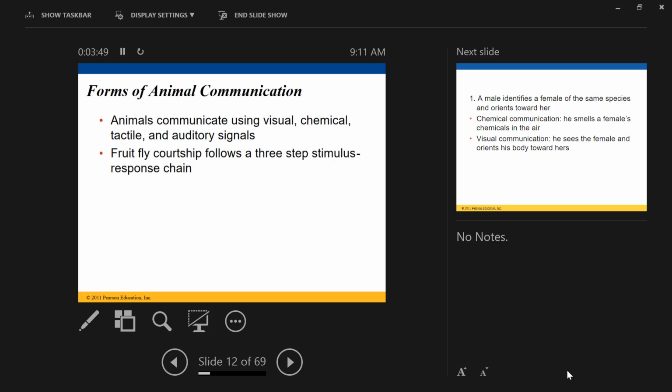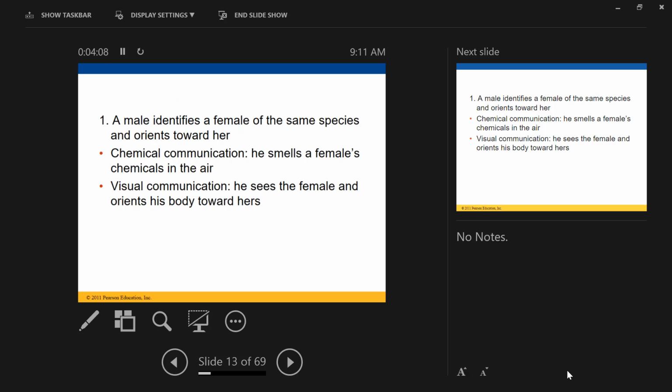Okay, so here's an example for you. Fruit fly courtship. This is males attracting females. Fruit fly courtship follows a 3-step stimulus response chain. The stimulus would be the signal, and the response is what makes it communication, right? You've got a signal and a response. Here's step 1. The male identifies a female of the same species and moves towards her. Not necessarily getting closer to her, but faces her.